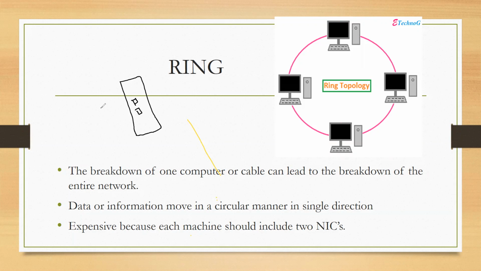Here there is an incoming line and an outgoing line. Again it is connected with the next computer, another RJ45 port. Can you remember the RJ45 port? That is the Ethernet port. So all are going around that way, and that we call ring topology.